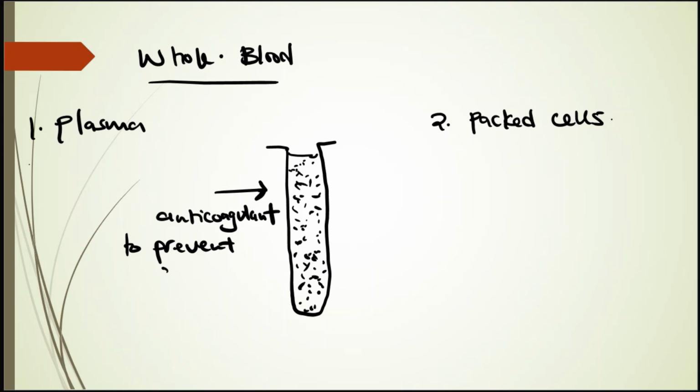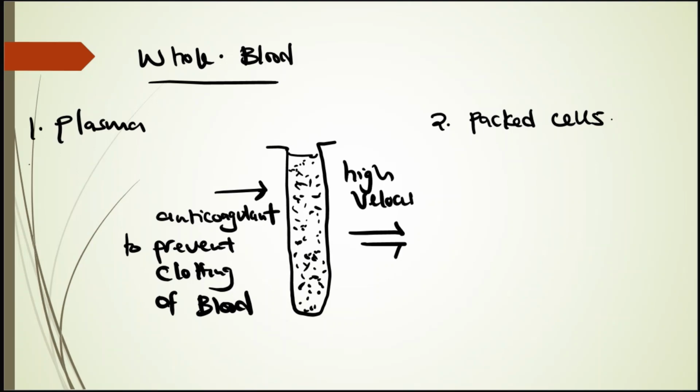To prevent clotting of blood. So what we're going to do is subject this blood to high velocity centrifugation for an hour. Centrifugation is simply spinning the blood in the test tube at a very high velocity. After this blood is subjected to high velocity centrifugation, it is going to separate into its components.